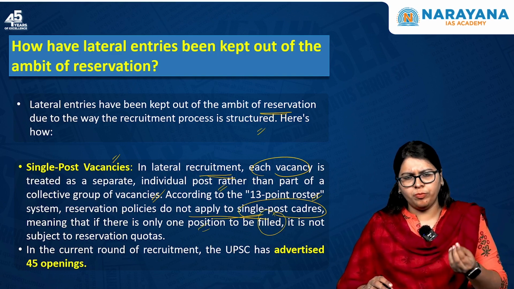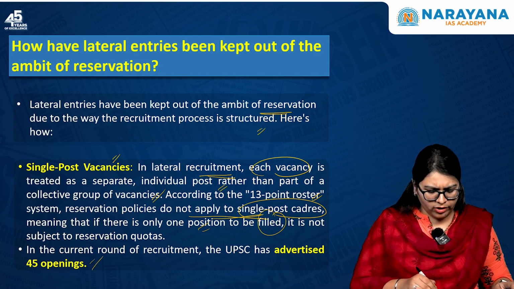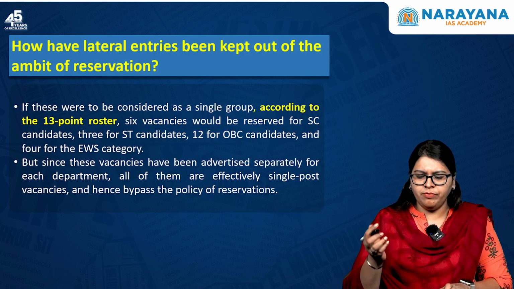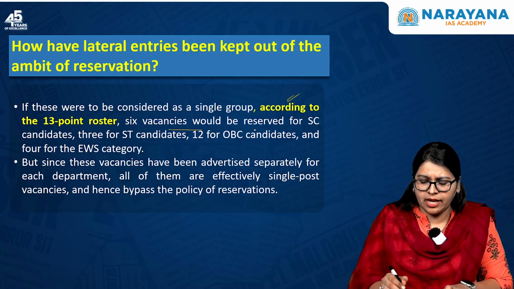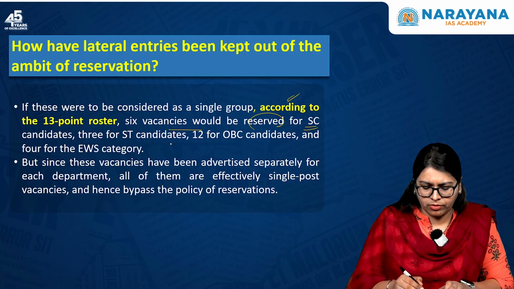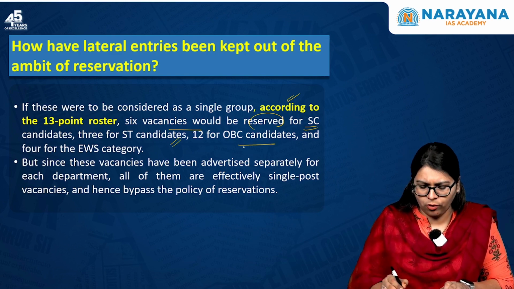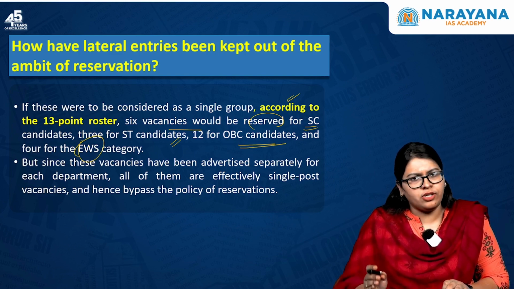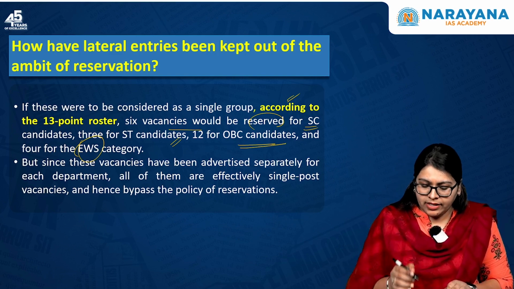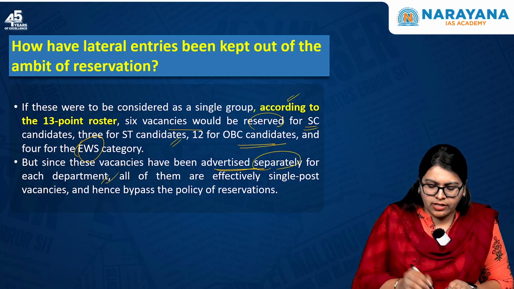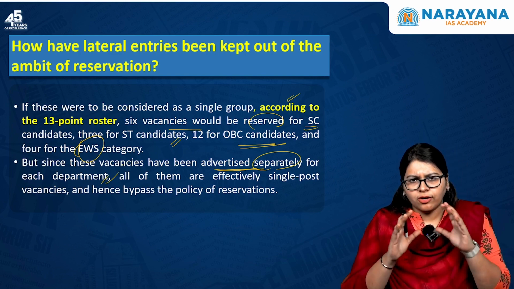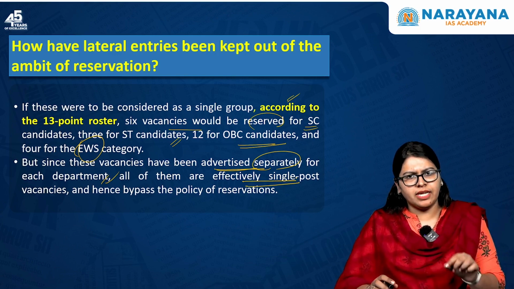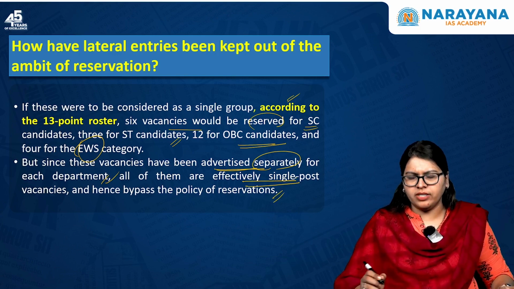For example, now UPSC has actually come out with vacancies of 45 openings. According to the traditional or conventional reservation system, we can say 6 vacancies can be reserved for the SC candidate, 3 of them can be given to the ST candidate, 12 for the OBC candidates, and 4 for the EWS, that is the economically weaker section category. However, these vacancies have been advertised separately for each department. So, all of them don't come under a group of vacancies and they are effectively single post vacancies, and hence the government says that this actually bypasses the policy of reservation.